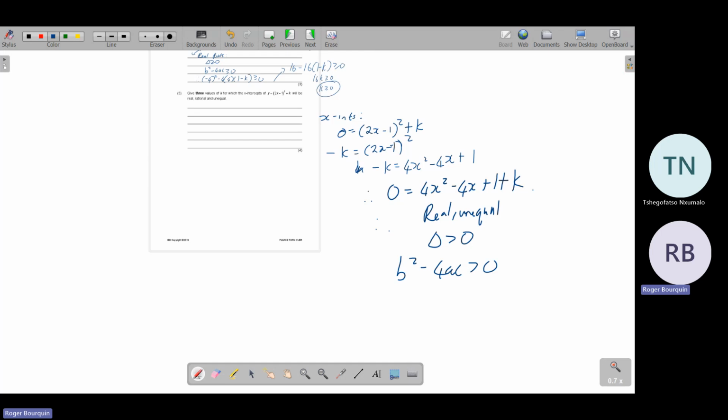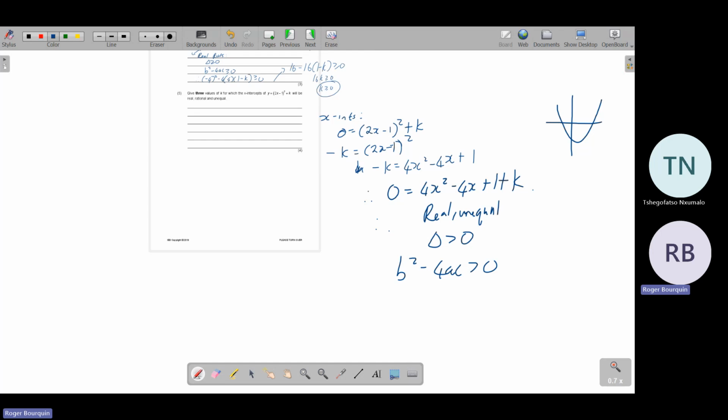Right, go sub that in. Unequal roots means you've got 2 different x-intercepts. You've got 2 answers. To get 2 answers, delta has to be bigger than 0. Because to get 1 answer, delta must be equal to 0, because then the plus minus disappears, right?